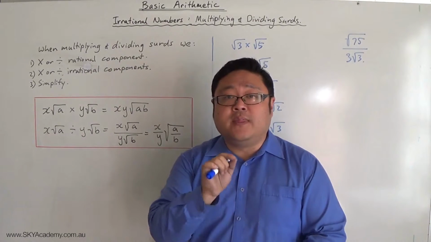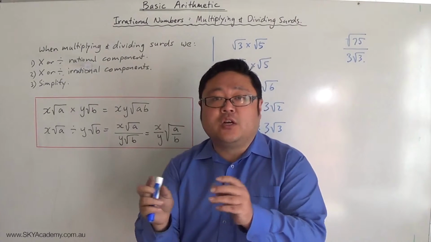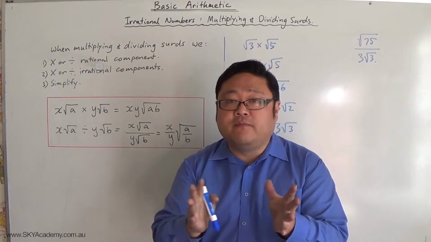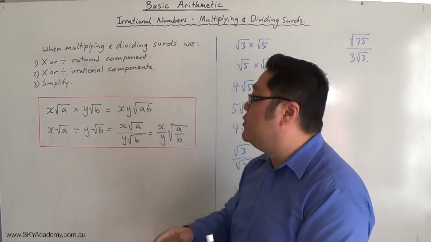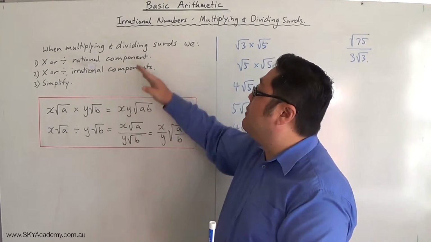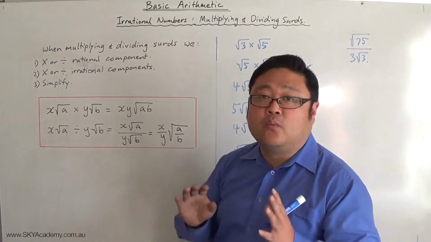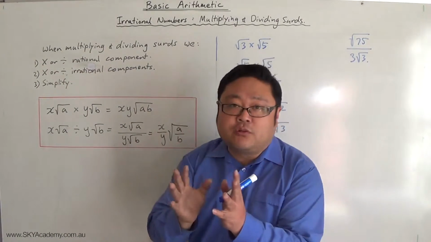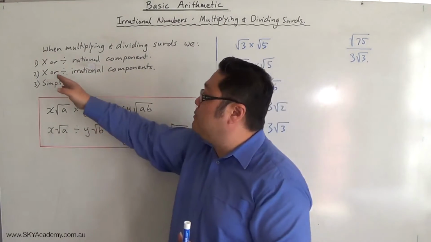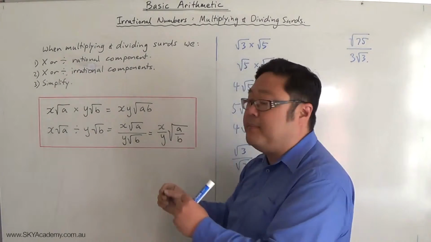Okay, so with this episode we're going to be extending our knowledge of simplifying surds, which involved a little bit of multiplication and division, and I want to introduce you to the method that we use when multiplying and dividing. When multiplying and dividing surds, we can multiply or divide the rational components together and multiply or divide the irrational components together and simplify.